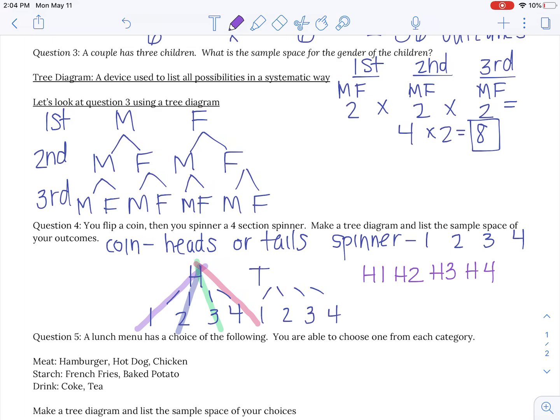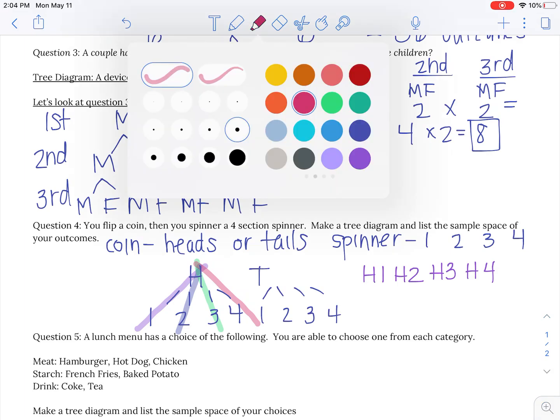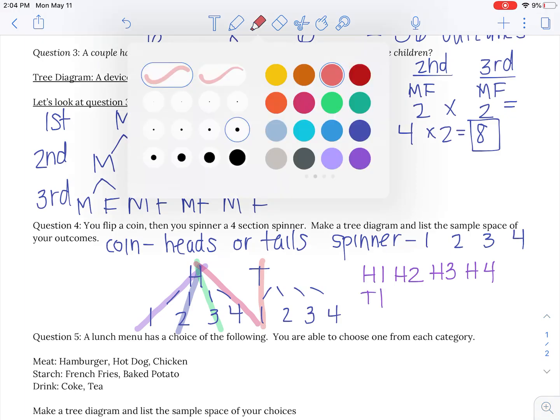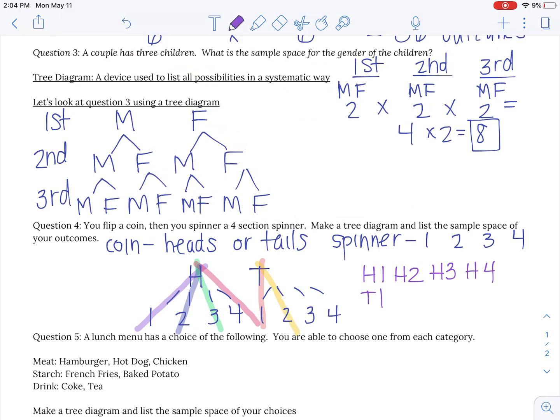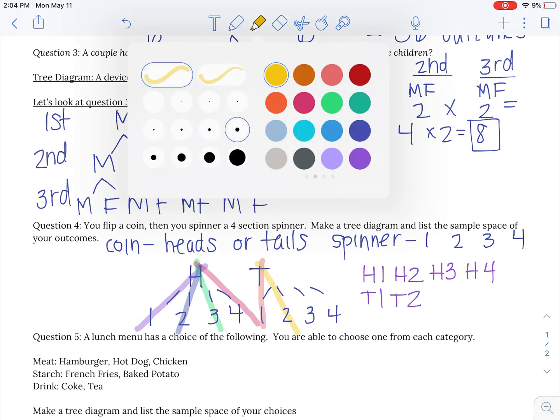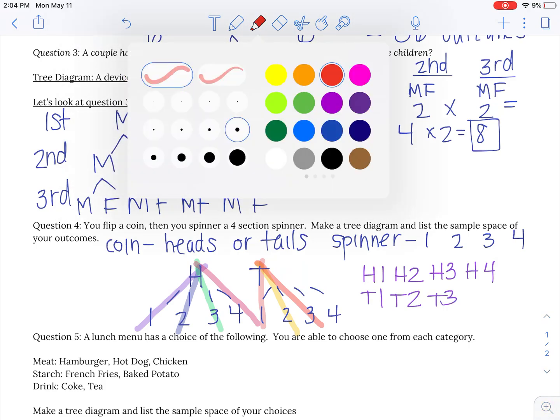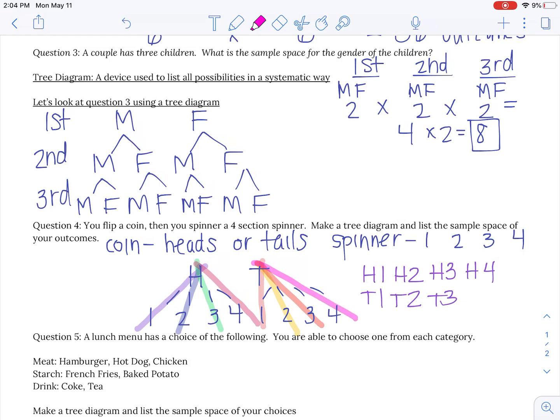But I could not get a flip of heads at all, so I could get tails and spin a 1. I could get tails and spin 2. I could get tails and spin a 3. Or I could get tails and spin a 4. And what that leads me to get is this sample space right here that tells me my total outcomes are 1, 2, 3, 4, 5, 6, 7, 8 total outcomes.